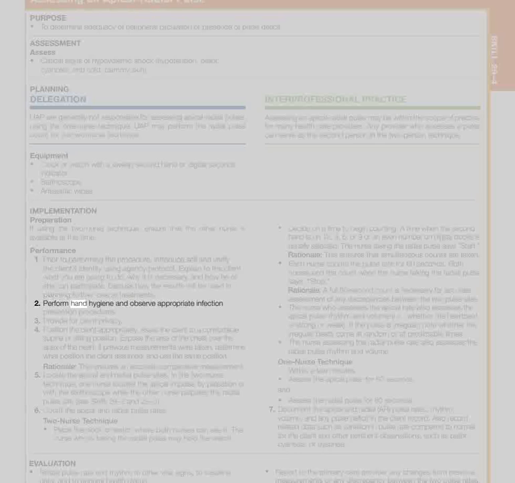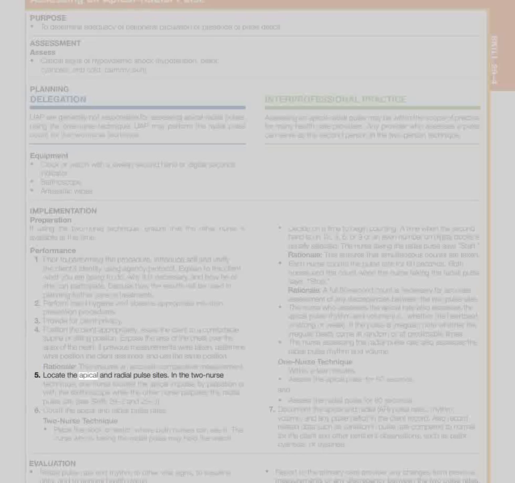2. Perform hand hygiene and observe appropriate infection prevention procedures. 3. Provide for client privacy. 4. Position the client appropriately. Assist the client to a comfortable supine or sitting position. Expose the area of the chest over the apex of the heart. If previous measurements were taken, determine what position the client assumed and use the same position. Rationale: this ensures an accurate comparative measurement.